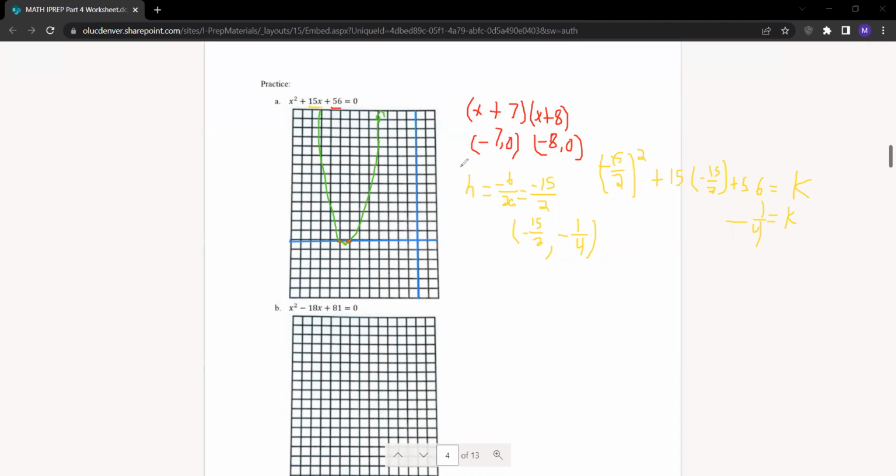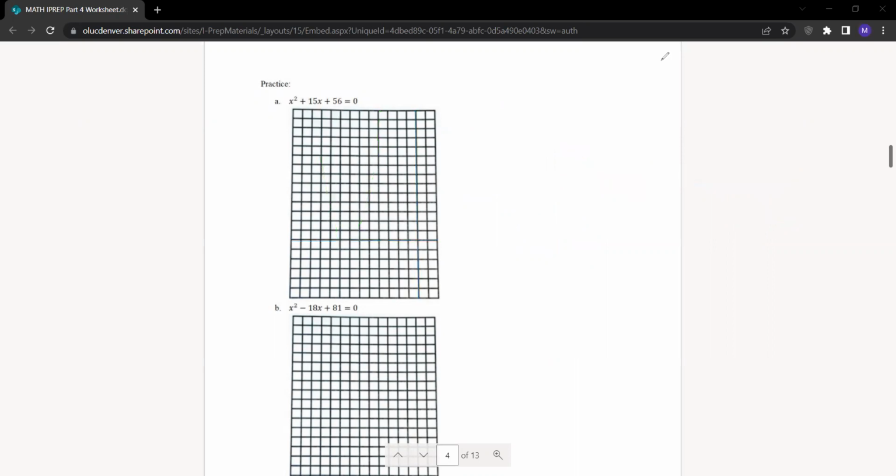All right, so this is a rough sketch of what this would look like. And this isn't going to give you perfect results. But when you go through this method, you're definitely going to get some nice sketches that you can use. And when you use a graphing calculator, it's going to look pretty much just like this. So let's go ahead and move on to part B.